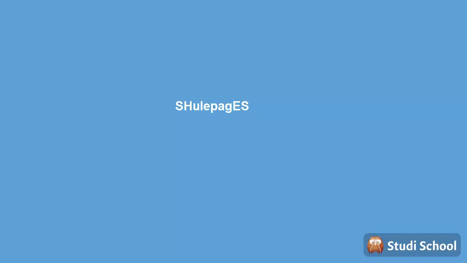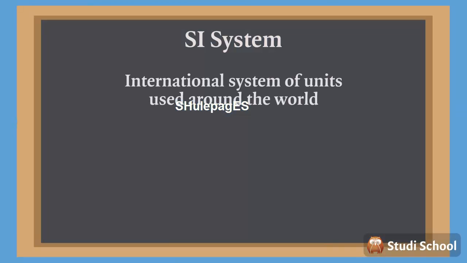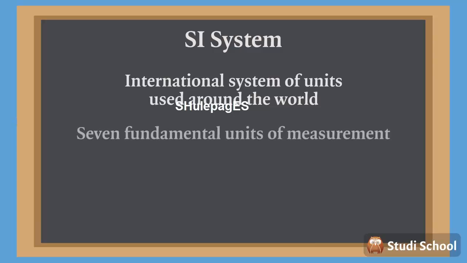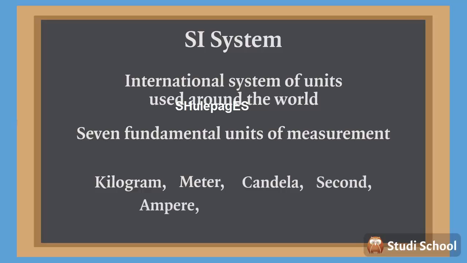The SI system is an international system of units used around the world. It consists of 7 fundamental units of measurement, from which all other standard measurements are derived. There is the kilogram, meter, candela, second, ampere, Kelvin, and mole. In biology, we only tend to use 4 of them. Let's look at each one.